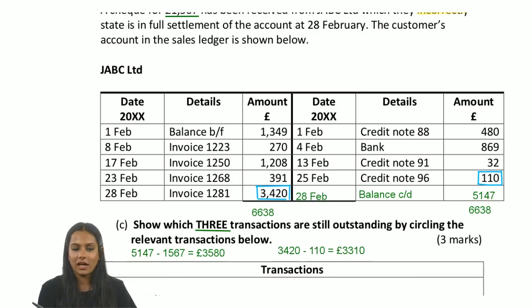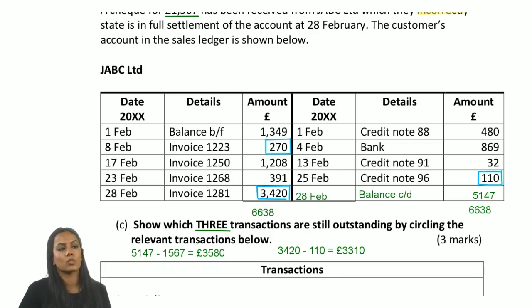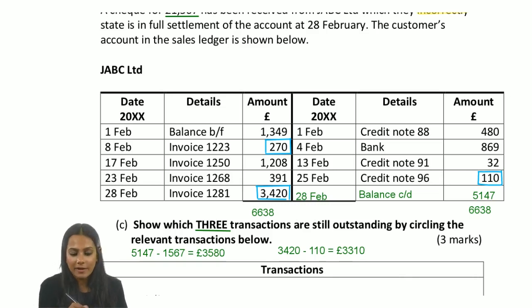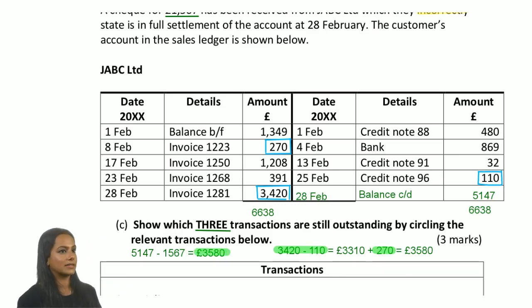Now, looking at the customer's individual accounts, I can see that the only transaction that has a balance of 270 is invoice 1223. So I'm assuming that there's probably a dispute with this invoice and they haven't yet paid us. So if I add that now, plus 270, I'm getting 3580. And ladies and gentlemen, there you can see it. So the 3420, the 110 and the 270 all add up to the net amount 3580.